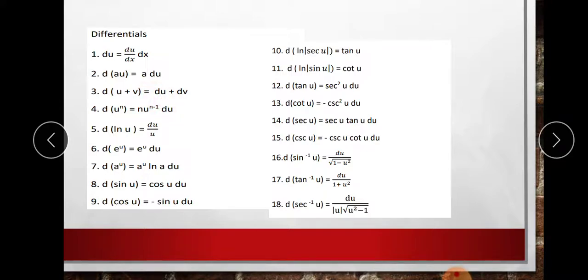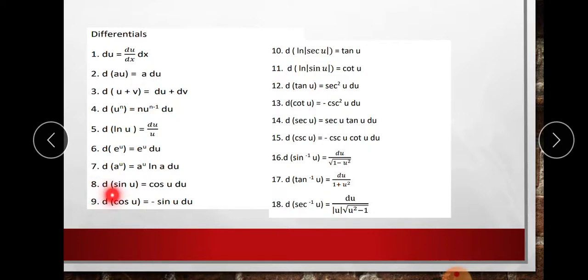Number 3, d times u plus v equals du plus dv. Number 4, d times u raised to n equals n u raised to n minus 1 du. Number 5, d times ln u equals du over u. Number 6, d times e to the u equals e to the u du. Number 7, d a to the u equals a to the u ln a du.